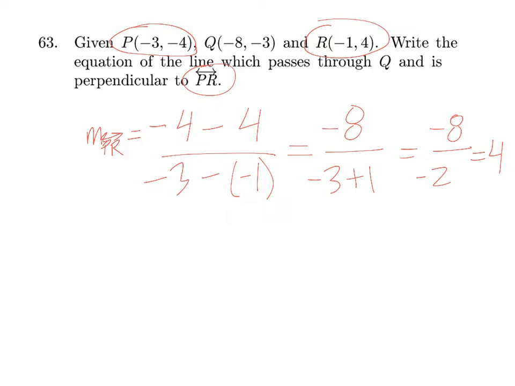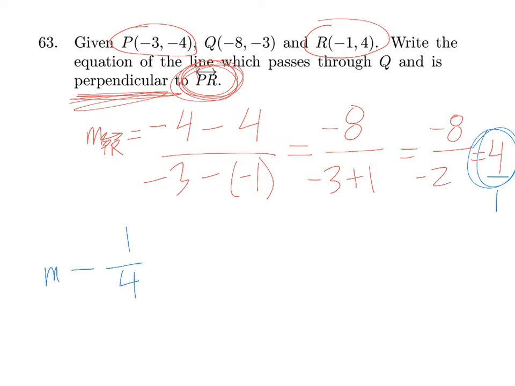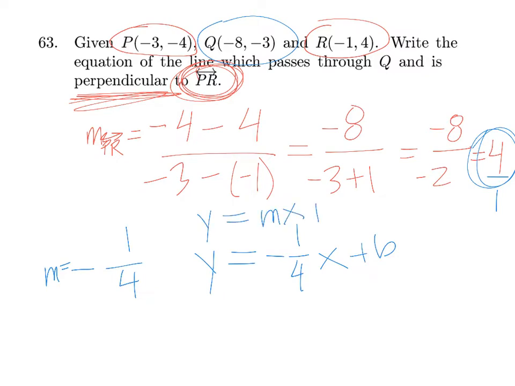Now, if I want to figure out the slope of a line that passes through this line and it's perpendicular, what do you do then? The keyword is perpendicular. So I'm going to take this number, which is 4 over 1 essentially, and I'm going to flip it: 1 over 4, and I make it negative. All right, so that's my new slope for the line that passes through Q. So I have y is equal to negative 1/4 x plus b, because the equation of every line is y equals mx plus b.